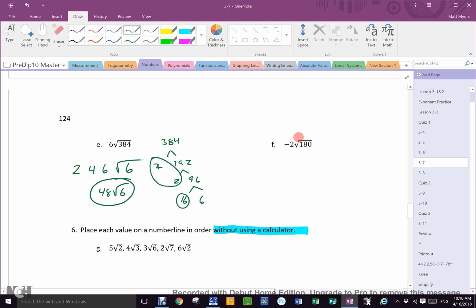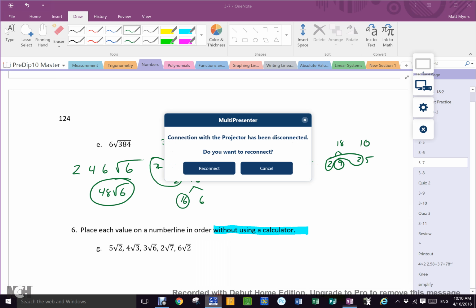And finally, 180 is, of course, you break it down however you see fit. Most of you probably went 18 times 10, 2 and 9, 2 and 5, and stopped there, I hope. Because there is a group of 2, so out comes a 2. There is a square root, so out comes a 3. There was already 2 out there, and you left a 5 underneath.